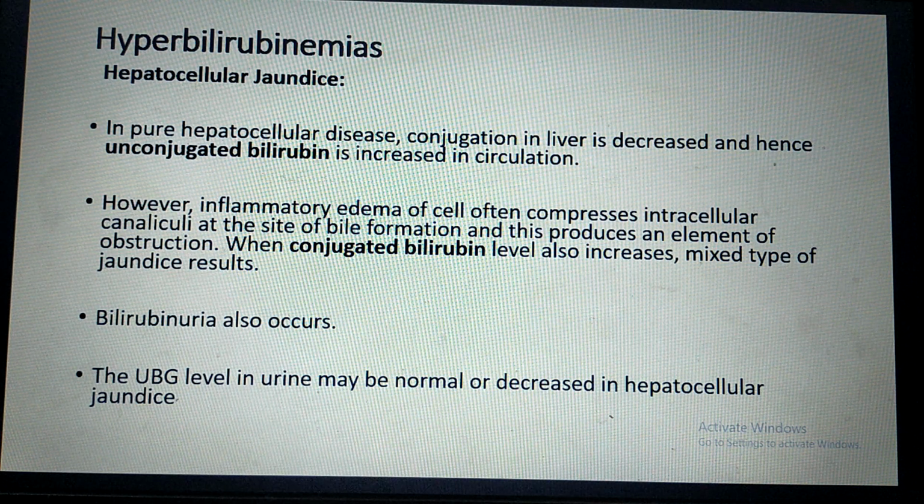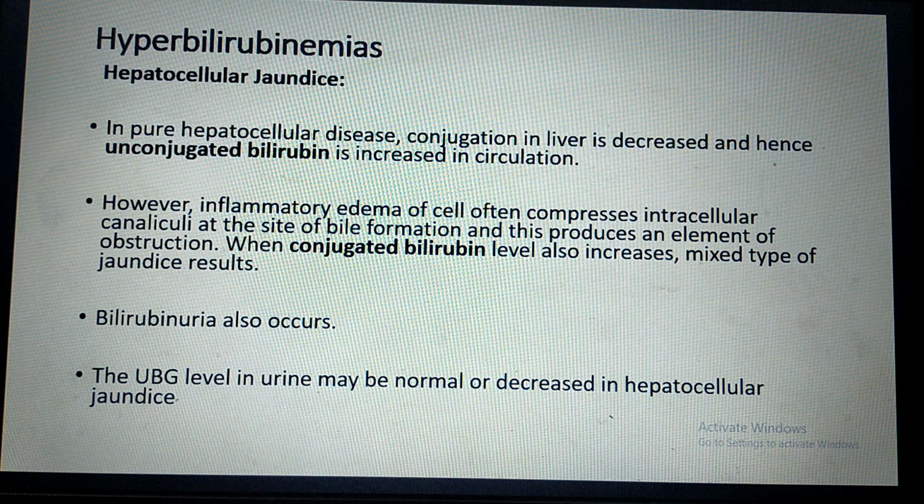Therefore, there is intrahepatic obstruction. When there is intrahepatic obstruction, the bile which is present in the canaliculi inside the liver is conjugated type. This conjugated type of bilirubin, due to obstruction, does not go to the biliary tree. It gets regurgitated back into the blood. Therefore, conjugated bilirubin level also increases. So here mixed type of jaundice is seen. Unconjugated bilirubin is also increased because of lack of conjugation in liver cells, and conjugated bilirubin also increases because of intrahepatic obstruction.